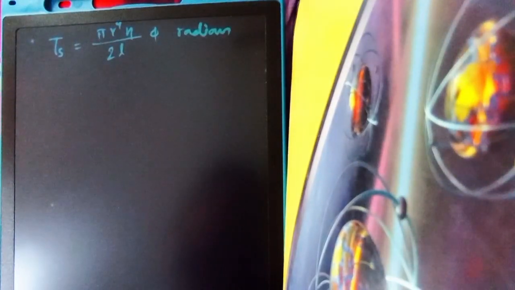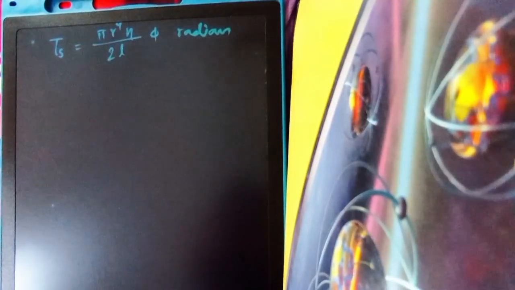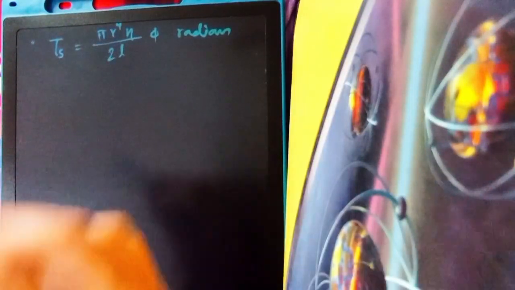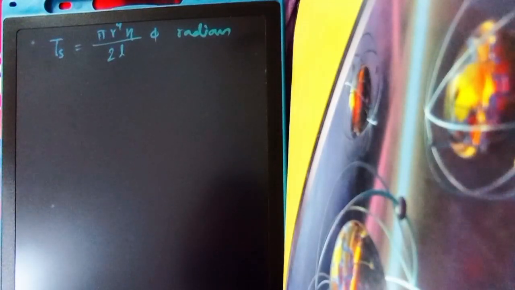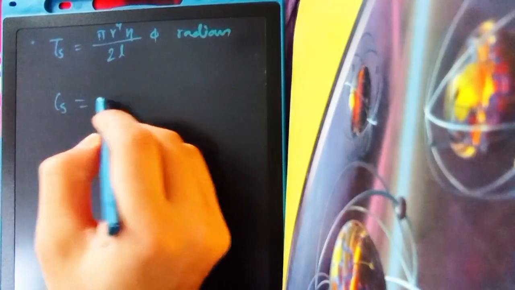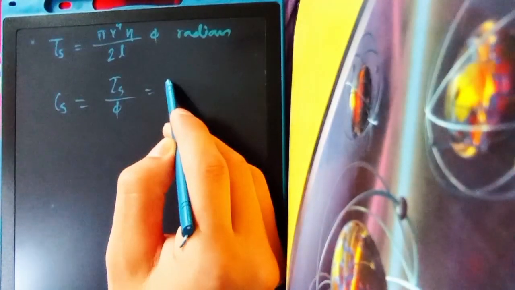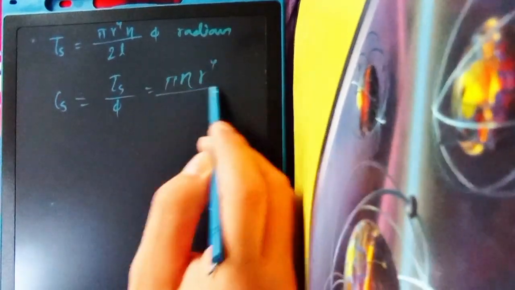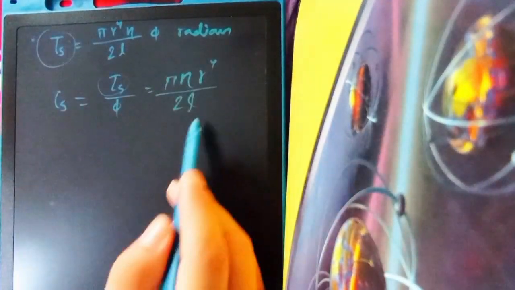So we derived that the torque is this much, and the couple required is thus proportional to the twist in radians. This couple required is proportional to this twist, hence the couple required to produce a twist of 1 radian would be, for 1 radian we'll divide by phi. So it will be pi eta r power 4 by 2l, where pi got cancelled out. So tau s is this, pi cancels out, and the remaining term is this.